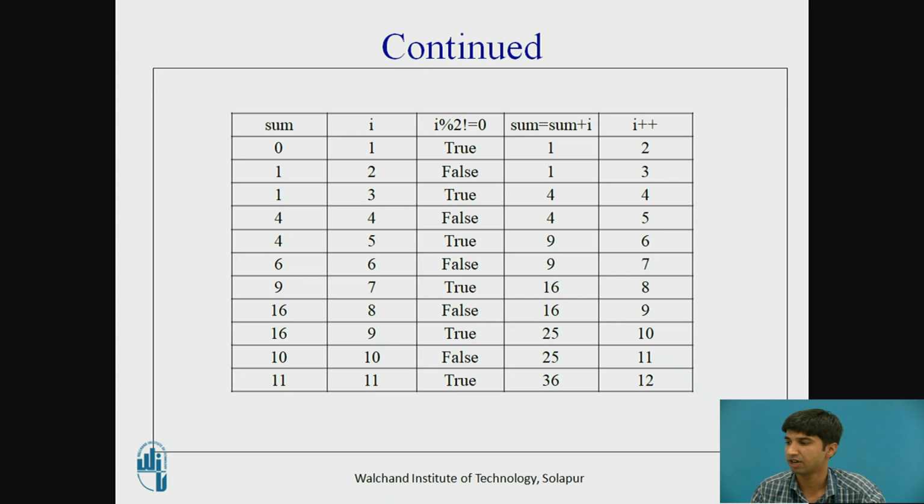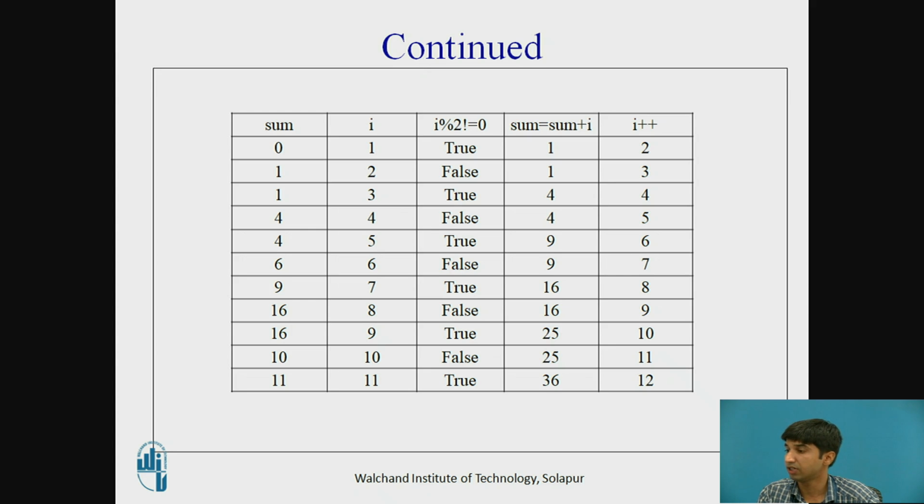What is my sum? The previous sum value was 1. 2 is an even number. Yes, it's an even number, so the sum value will not be updated. So sum will be 1. Now i value will be updated to 3. The previous sum was 1. 3 is an odd number. Yes. So previous sum 1 plus 3, 4 will be done. Now this 3 will be incremented to 4.